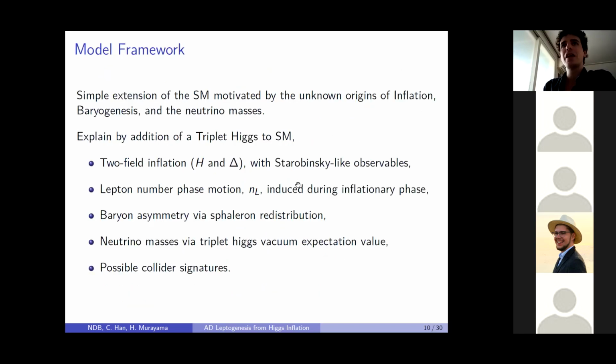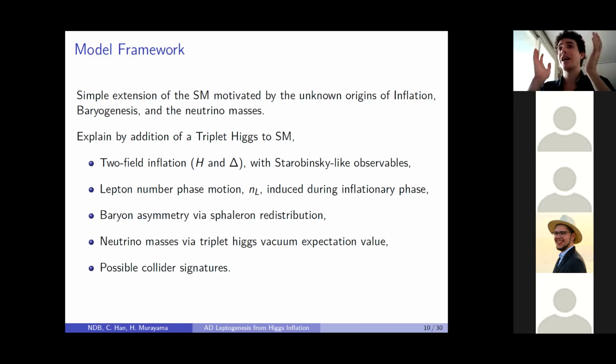So now that I've gone through those three main problems and how the triplet Higgs is involved in each, let's bring it all together. So we're motivated by those three problems. All we want to do is add a triplet Higgs and see whether we can unify each of those into one nice simple solution. And how we're going to do this is that we're going to have some two-field Higgs inflation type model where we're going to have some combination of the standard model Higgs and the triplet Higgs playing the role of the inflaton. And the hope would be that this would lead to a Starobinsky-like inflationary setting, which is consistent with inflationary observations.